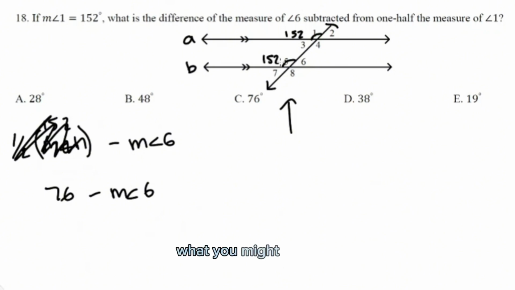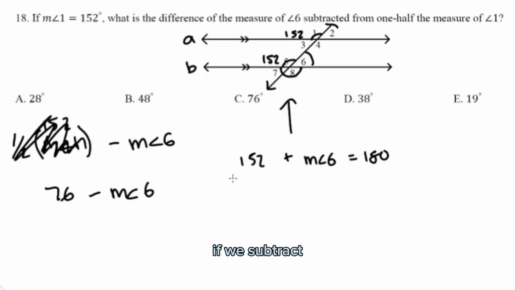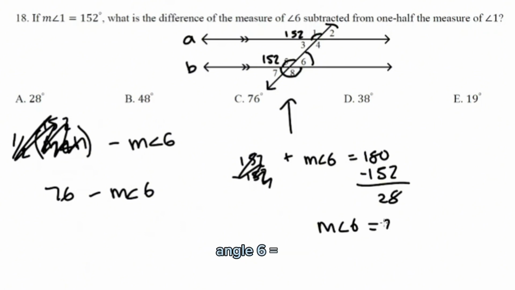And now what you might notice is angle 6 and angle 5 both lie on a straight line. See that right here? A straight line. So that means that angle 5 and angle 6 are linear pairs, suggesting they are supplementary. Supplementary angles add up to 180. So 152 plus the measure of angle 6 equals 180. If we subtract 152 from both sides to cancel it out on this side, we get 28. So the measure of angle 6 equals 28.